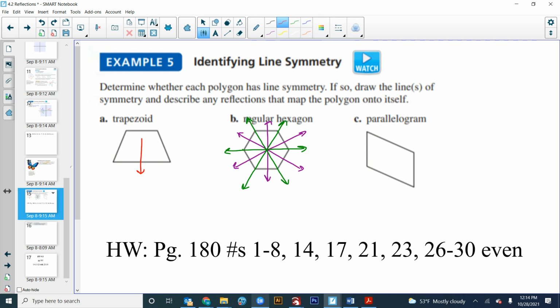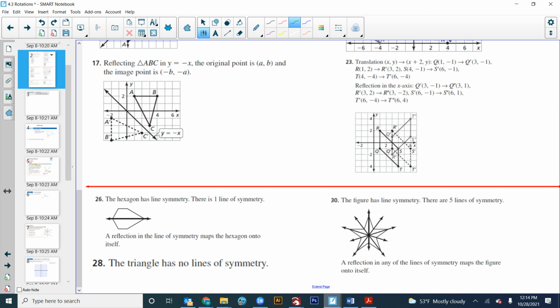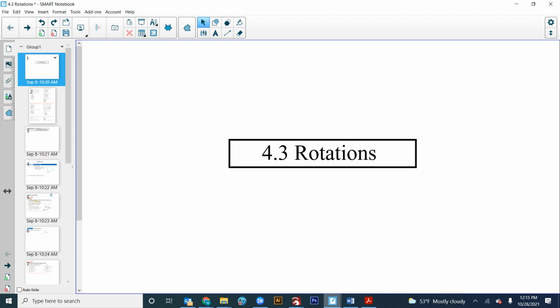Questions about lines of symmetry? That was the finish of 4-2. On to the 4-3 notes. Rotations. All right. Yes, Kate. What's the answer to this question? Oh, did we not fill it in? It's 9 symmetry.